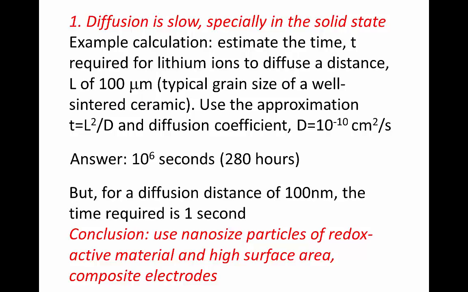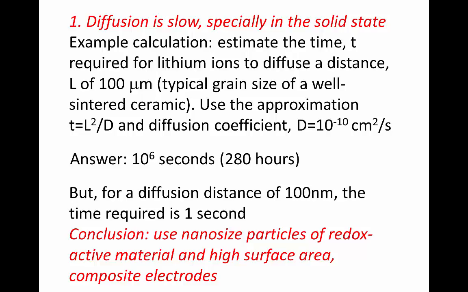If instead we work with nano-sized particles, say a grain size of 100 nanometers, then the time required to carry out that same diffusion process is 1 second. And so the conclusion from this simple calculation is that we need nano-sized particles of the redox active material.